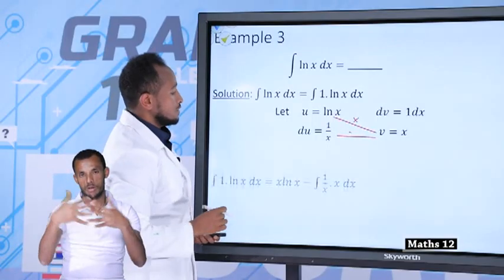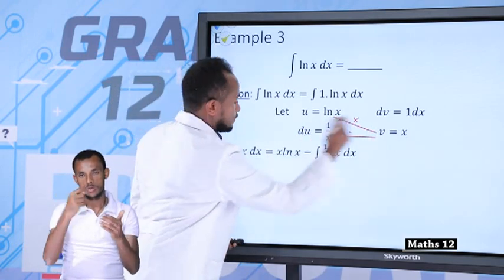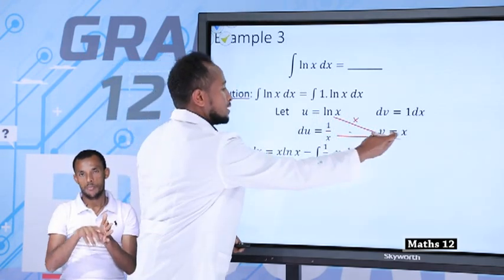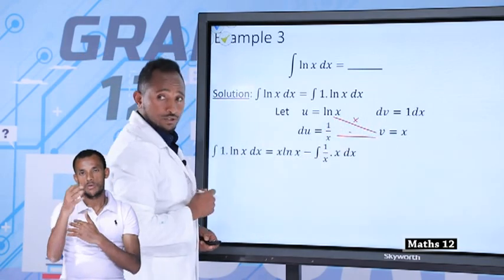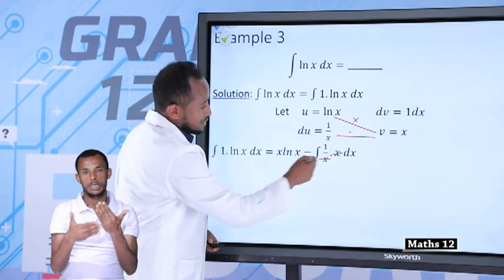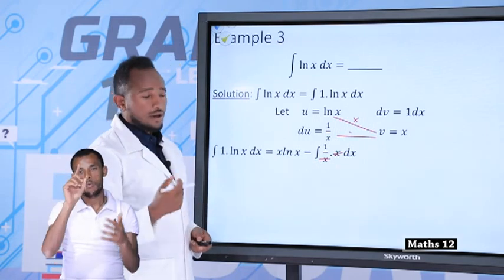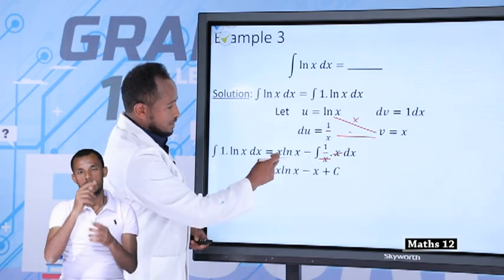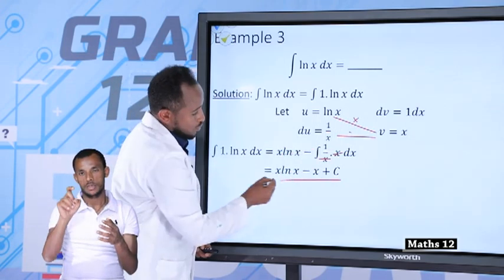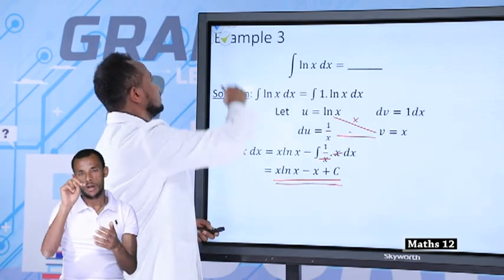Therefore, the integration of 1 times ln x dx is equal to the product of the two, x times ln x, minus the integral of the product of the two functions, 1 over x times x dx. Simply cancel x by x, and you will have 1 here. The integral of 1 dx is x. Therefore, the answer is x ln x minus x plus some constant c. So this is the integration of ln x dx.